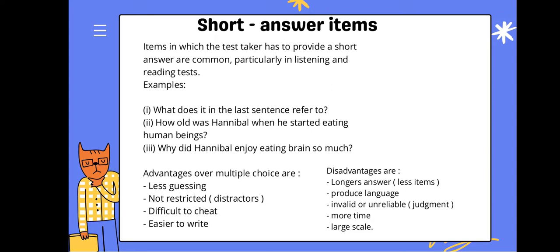Advantages over multiple choice are: less guessing, not restricted by distractors, difficult to cheat, and easier to write. Disadvantages are: longer answers mean fewer items, they produce language that may be invalid or unreliable because of judgment, and they take more time, especially on a large scale.